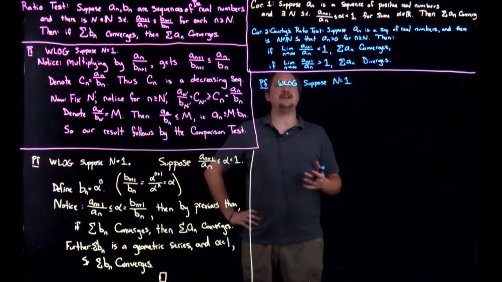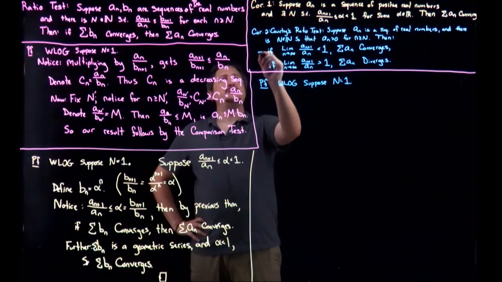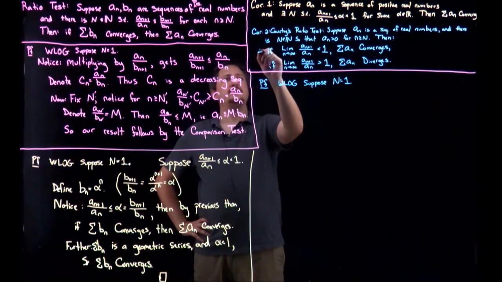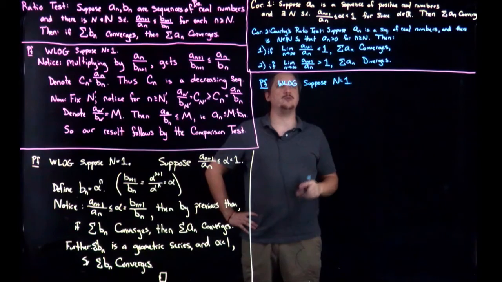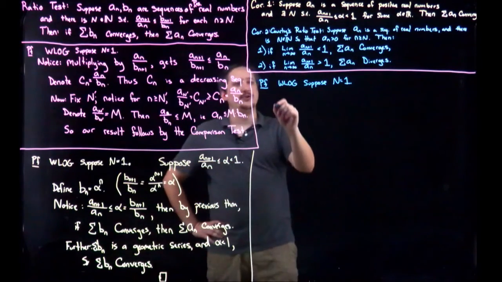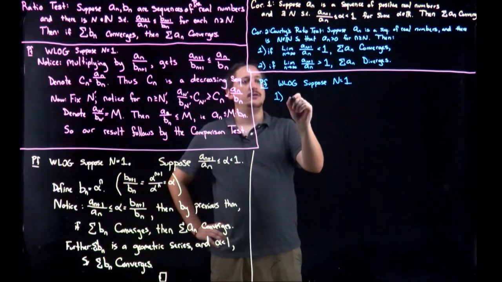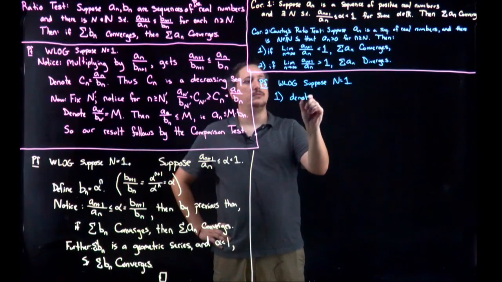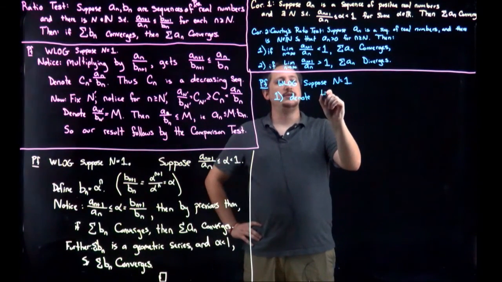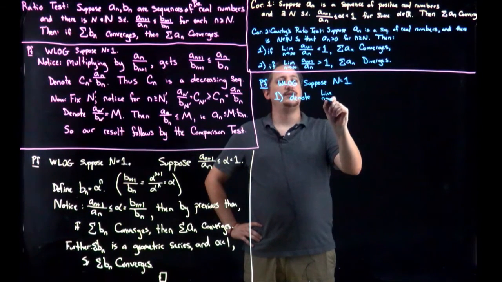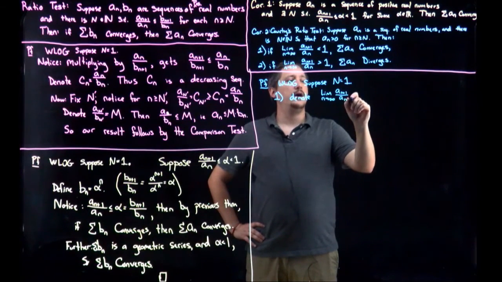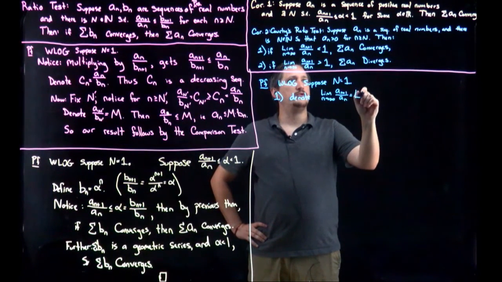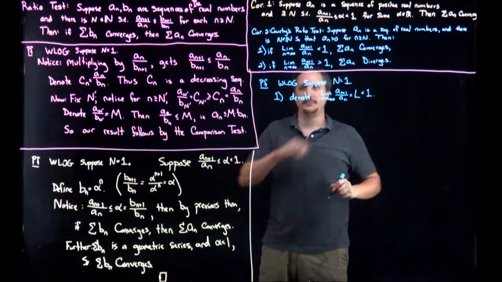So I have two different statements here. Let me label them 1, 2. If this limit is less than 1, then I get something convergent. If that limit is greater than 1, then it diverges. So for part 1, to note, the limit as n goes to infinity of A_{n+1} over A_n, which we're noting is L, is strictly less than 1.